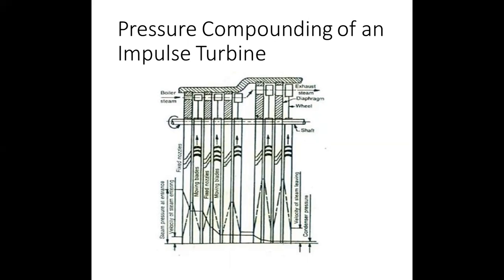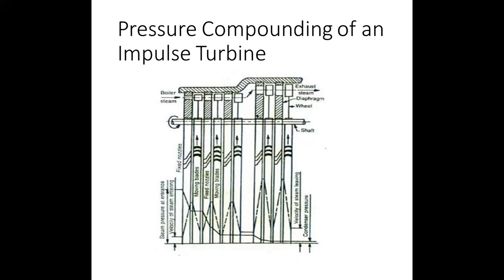The steam from the boiler is passed through the first nozzle ring, where only a small pressure drop occurs with an increase in velocity of steam. The steam is now directed onto the first moving blade ring, where the pressure of steam does not alter, but the velocity decreases. This constitutes one stage. It may be noted that a stage consists of a fixed nozzle ring and a moving blade ring.